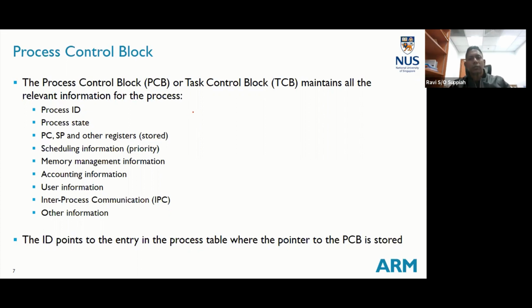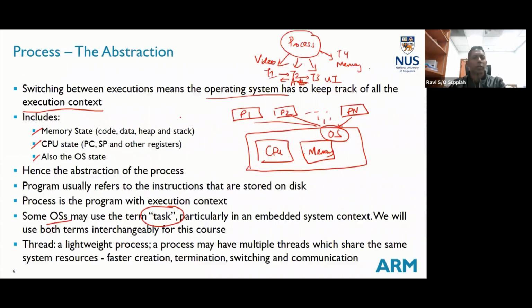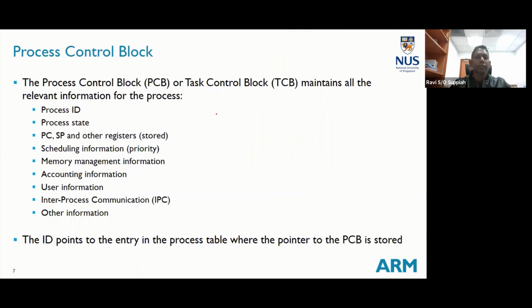Okay, in terms of what we said just now, the execution context is actually saved inside this process or task control block. Each task or each process that you create, the OS will actually create a control block together with this task, and inside this control block, we have all this information. What is the process ID? What is the state? What are all the register information? All these things. We will cover all this along the way.